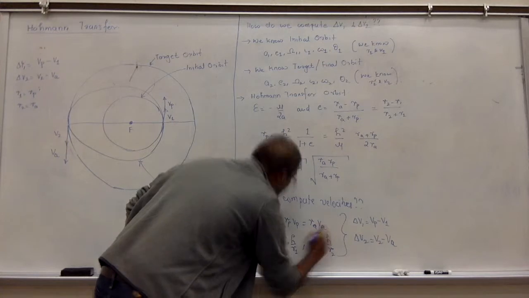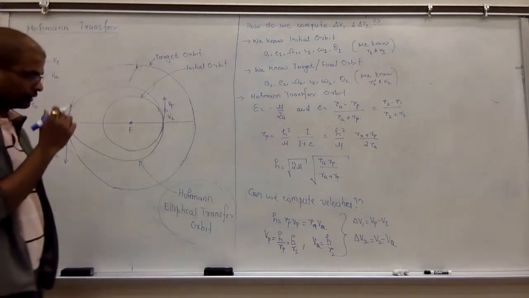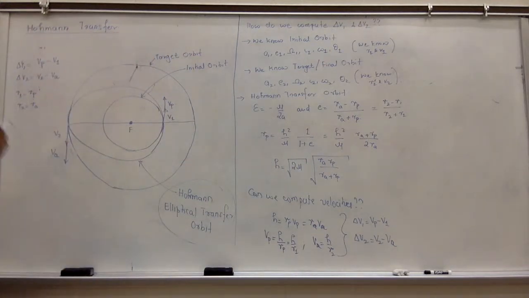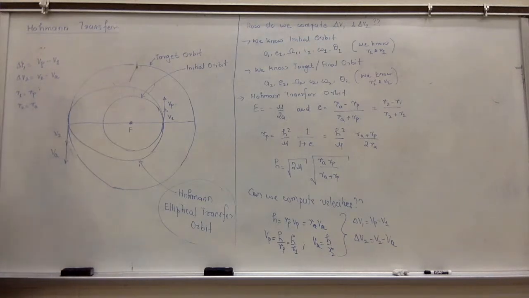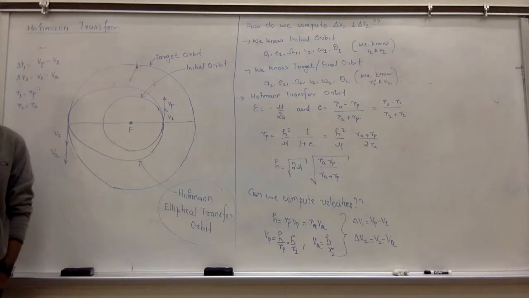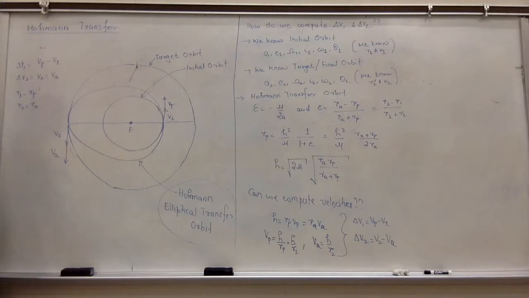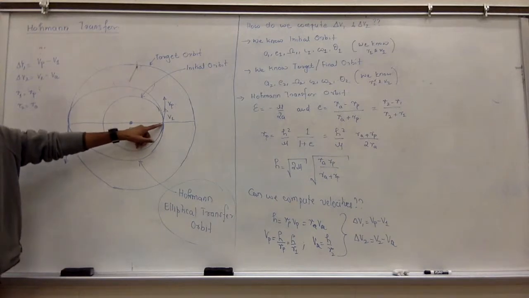This is small x. Now tell me something. Your R1 and RP are the same, right? Most of you agree with that. Are V1 and VP the same? The magnitude is different, right? The direction is the same, but the magnitude is different at this point.